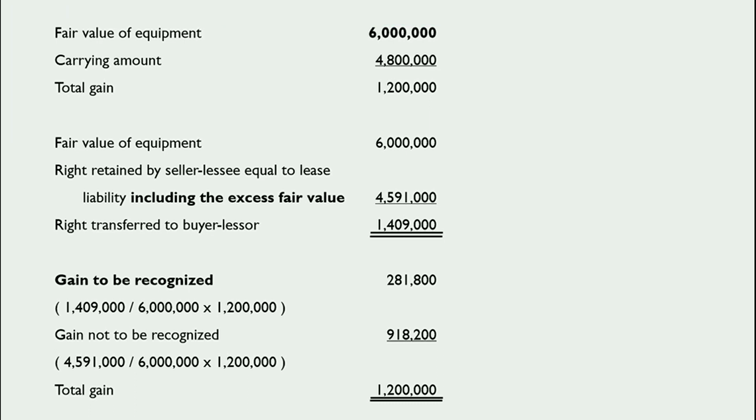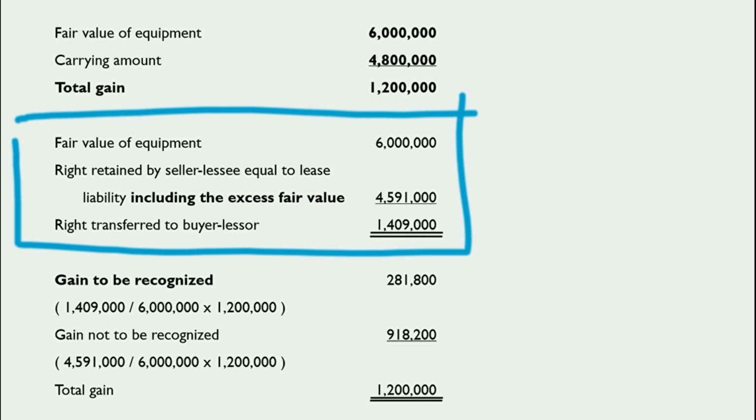Yan yung price na binenta mo. Then, the carrying amount is 4,800,000, which is yan yung puhunan mo. So, to know the total gain, i-minus mo lang yan silang dalawa. So, 6 million minus 4,800,000 equals 1,200,000. So, that's your total gain sa sale lang.